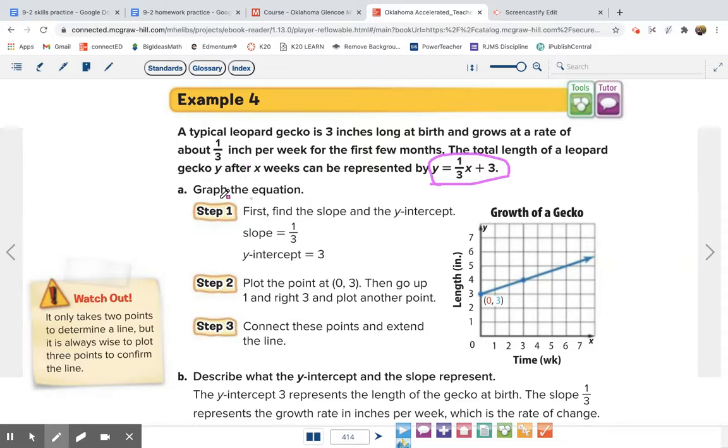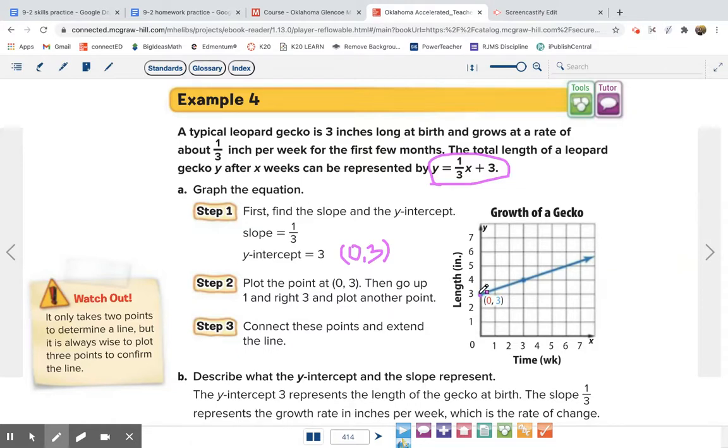The first step, A, just says graph your equation. Well, it's already in y equals mx plus b form. So we find our slope and our y-intercept, because that's slope-intercept form. My slope is 1 over 3. My y-intercept is 3, which is the point 0, 3. It's the same point we just did on example 3. So on a graph, we would go 0, up 3.